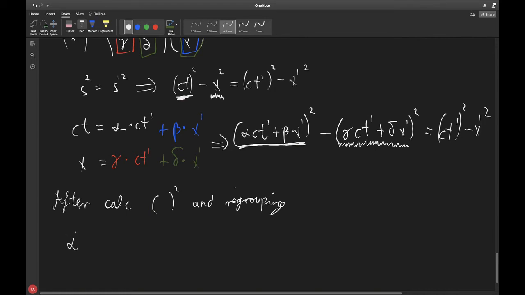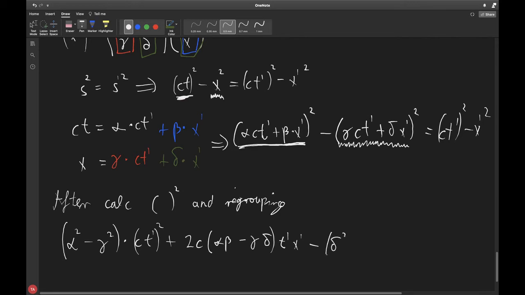is alpha squared minus gamma squared is the factor in front of ct prime squared. And then we have the terms with the 2c: 2c times alpha beta minus gamma delta. This is where we have the cross terms containing both t and x. And then we need the terms which are the factor of x prime squared. So that's going to be delta squared minus beta squared. And as I said, this is the one which goes with x prime squared.